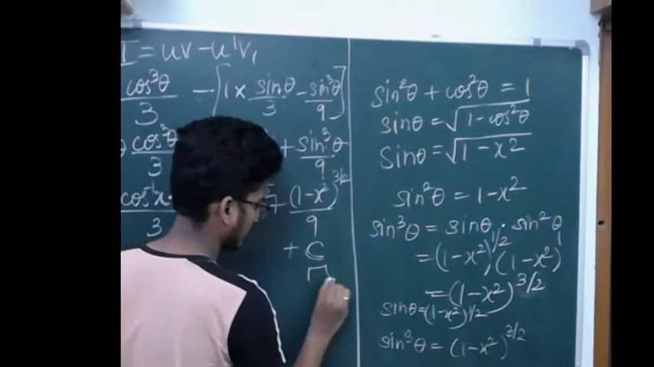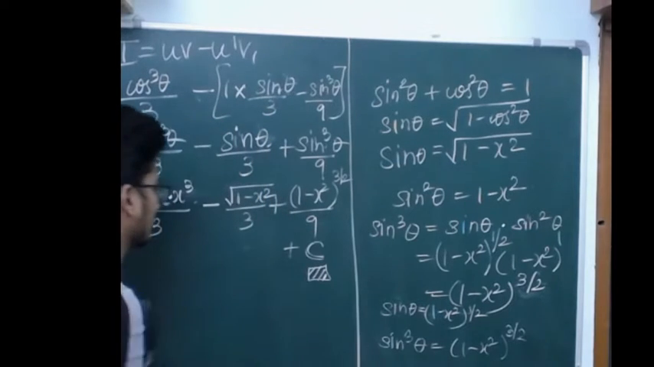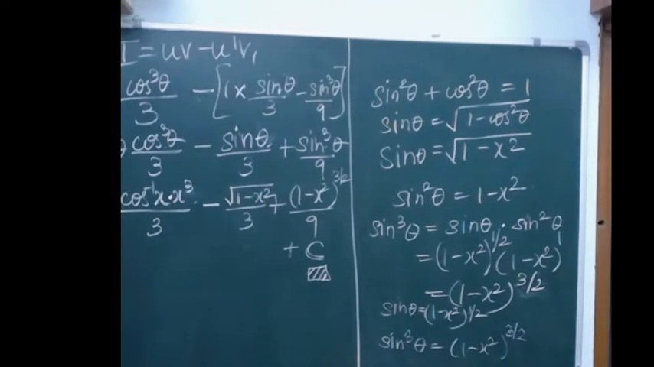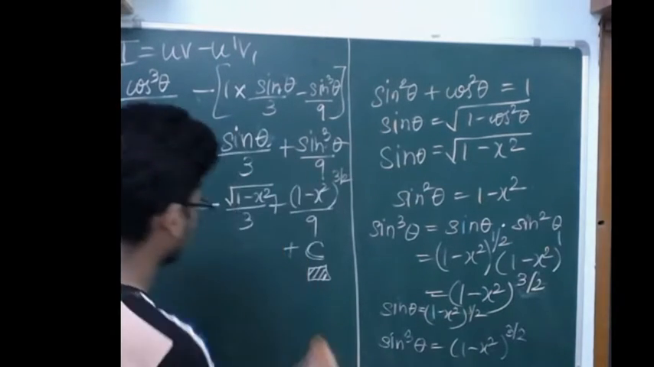Since you have used the power technique, 1 minus x squared whole power 3 by 2, you can also write 1 minus x squared whole power 1 by 2 instead of the square root, so that it will be in a more presentable manner. You can write it in the next step also, nothing wrong.